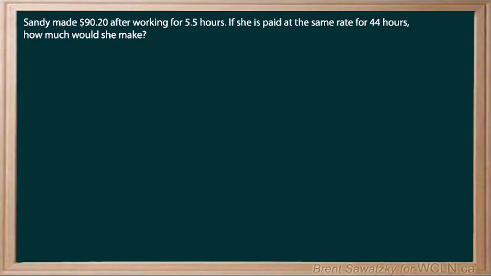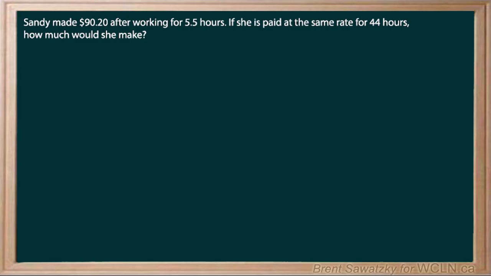So for this question, we're looking at taking a rate and relating it to some other information, some extra hours. So there's a couple ways of doing a question like this. Let's take a quick look at them both and you can decide which makes most sense to you.